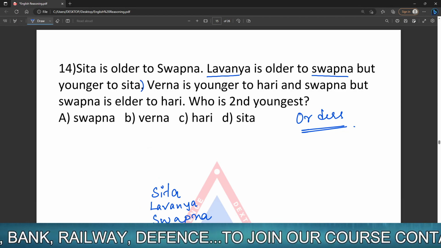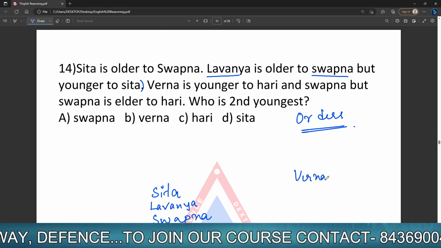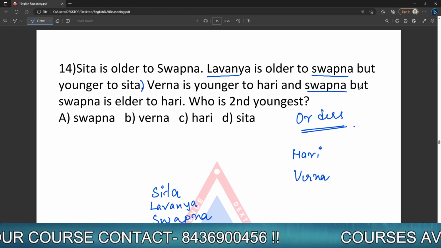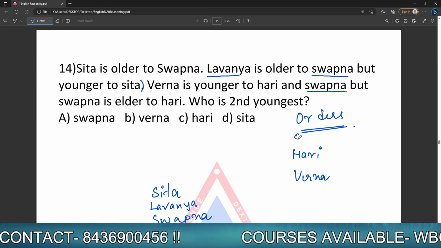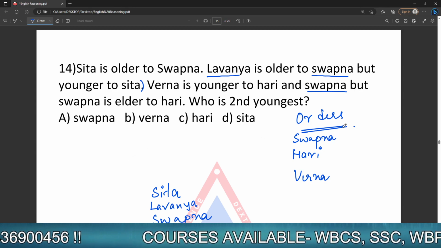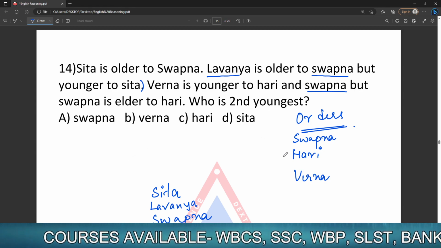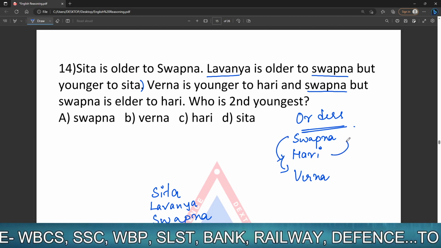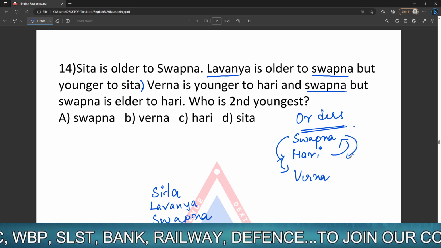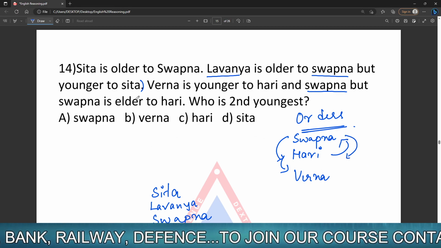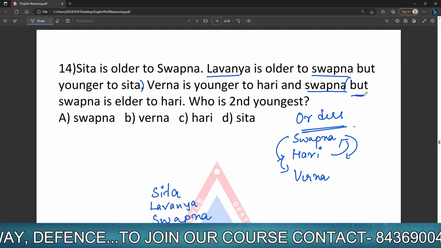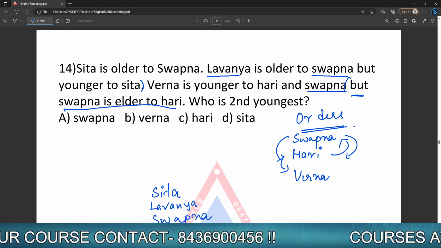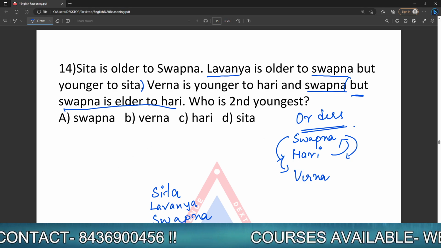Then Varna is younger to Hari, and also Swapna. We don't know whether Hari is the older part or Swapna is the older part. But, and here comes but, Swapna is elder to Hari. That means Hari and then Varna.